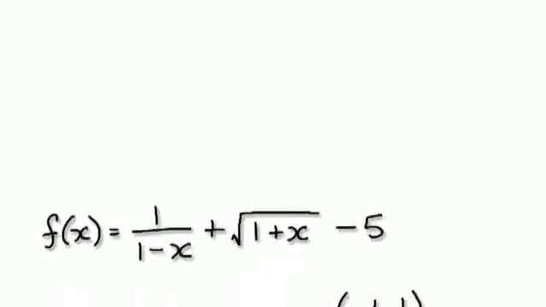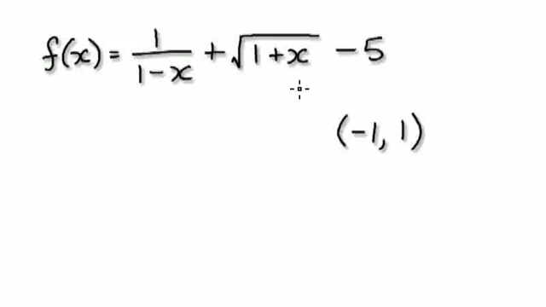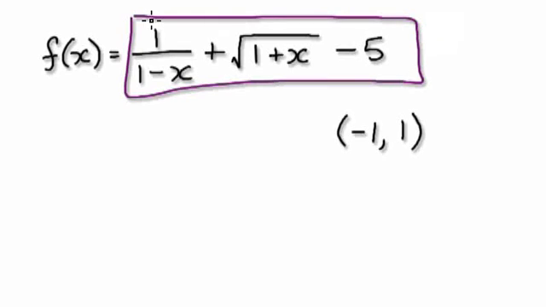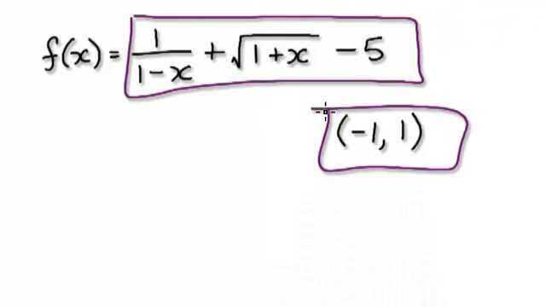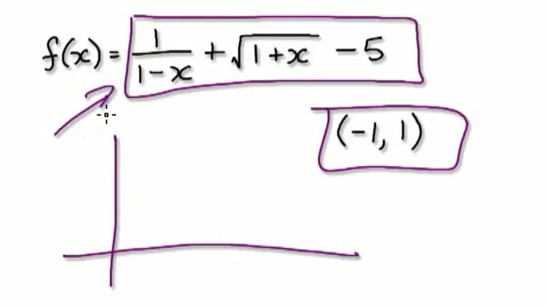Okay, let's give you guys some more practice. So here, show that this function here has only one zero in this interval here. So our normal routine is to sketch a graph of f of x. But in this case, it's a bit hard to sketch.